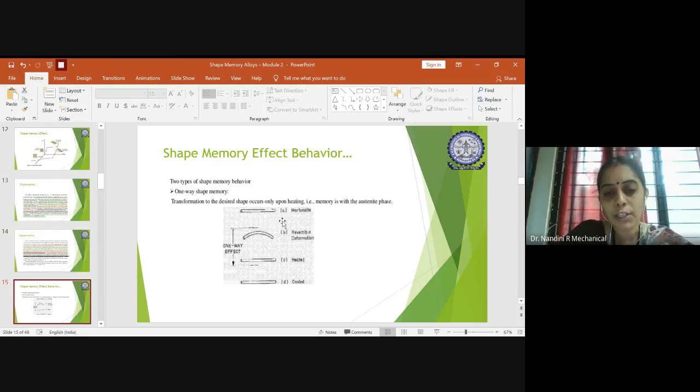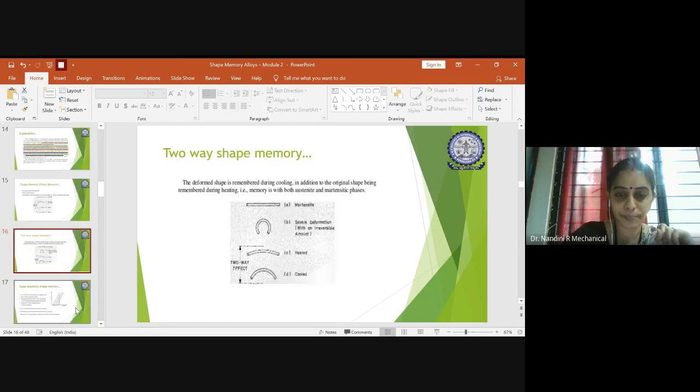So here it is the austenite phase with respect to the cooling. With respect to heating, you have just the austenite phase. The memory concept here will be related to the austenite phase only, and it is a one-way effect. It cannot come back. So this is the one-way shape memory effect.